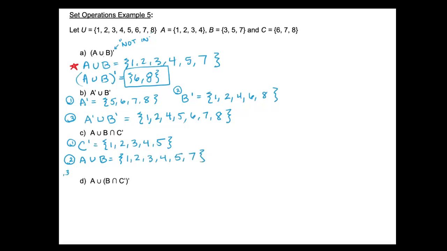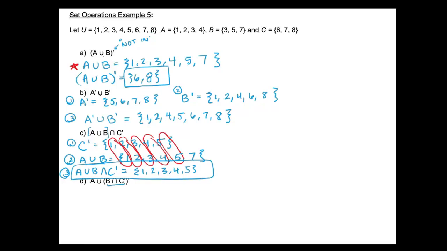Okay, and then step 3 would be to take that. So I did these first two, and then I'm going to take that and I'm going to intersect it with C complement. So I'm going to write A union B intersect C complement. And I've already got them written right on top of each other, so A union B and then C complement. And so now I can go ahead and just circle what they have in common. So they have a 1 in common, a 2 in common, a 3, a 4, and a 5. And so the answer is going to be 1, 2, 3, 4, and 5.